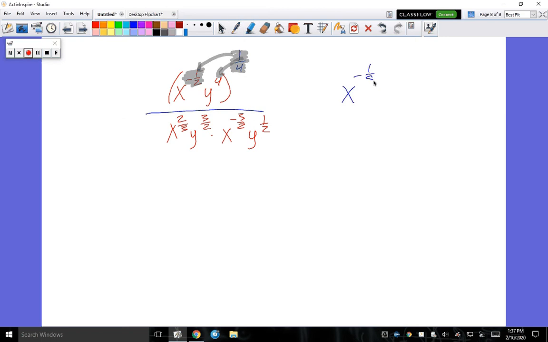Negative 1/8. How about 4 and 1/4? I get 1. Okay, and I'm just going to leave it like that. I'm not going to write there a 1. It's just understood as 1.